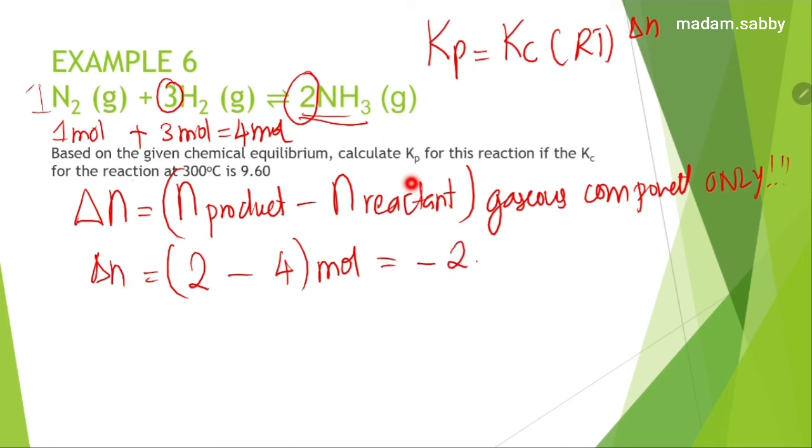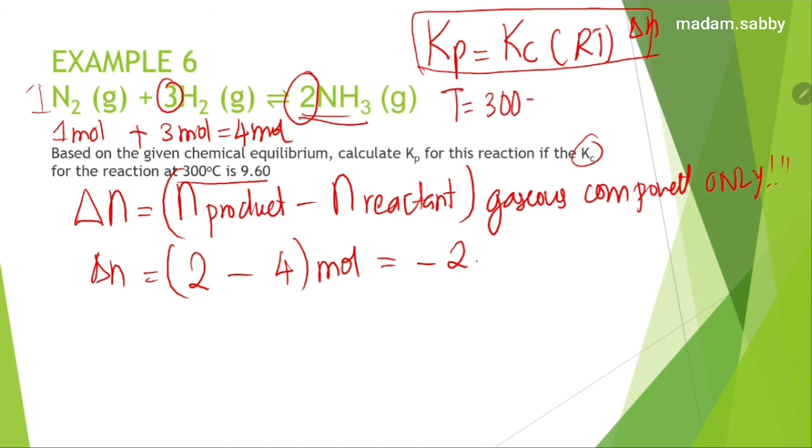In the question, it already gives you the Kc value for the reaction at 300 degrees Celsius, which is 9.60. To use this in the Kp equation, you need to make sure the temperature is in Kelvin. So T is 300 plus 273.15, which equals 573.15 Kelvin. So you convert the temperature into Kelvin first, then we are going to substitute into the formula.